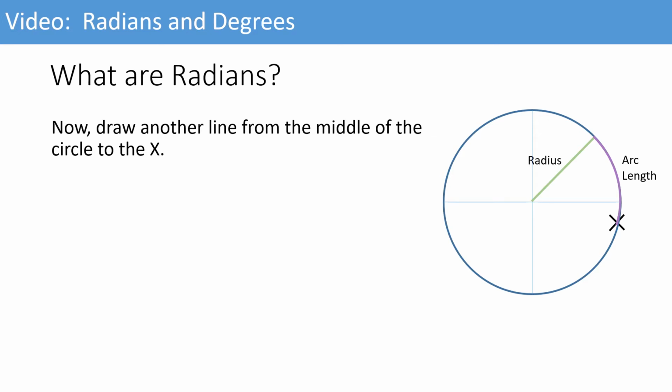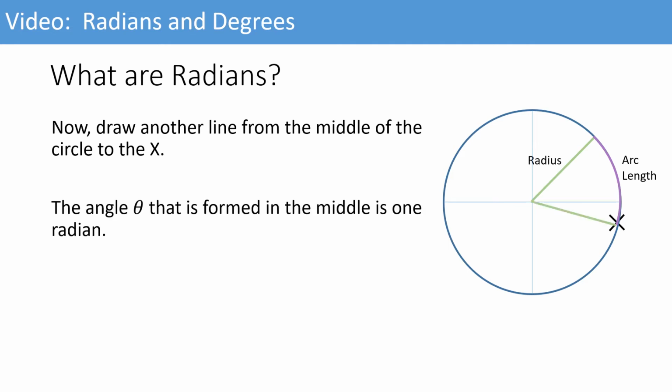Now, draw another line from the middle of the circle to the X. The angle that is formed in the middle is 1 radian.